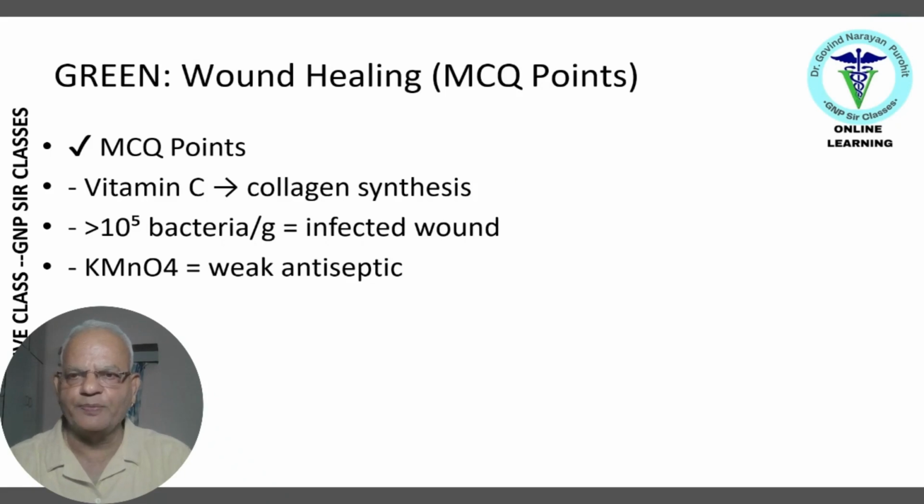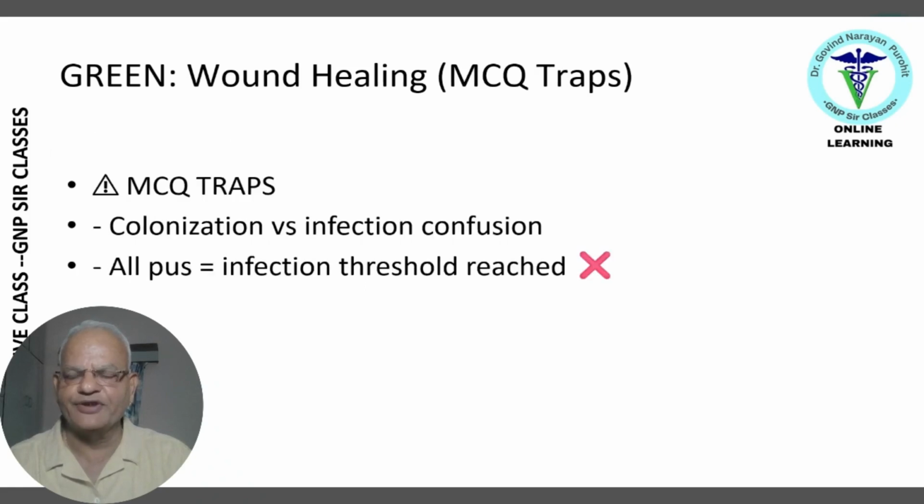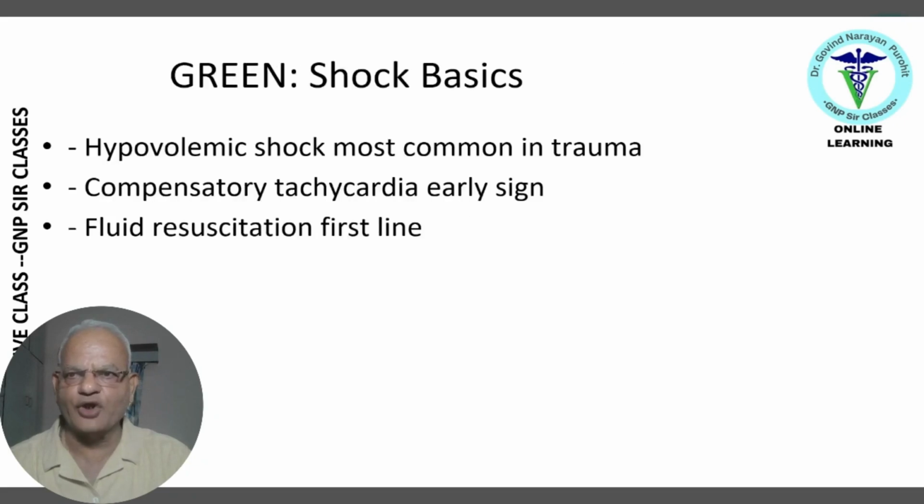Here are the MCQ points. Vitamin C leads to collagen synthesis. Greater than 10^5 bacteria per gram is equal to infected wound. And KMnO4 is a weak antiseptic. Here are the MCQ traps. Colonization versus infection confusion. All pus is equal to infection threshold reached. No, it's incorrect. The next green is shock basics.